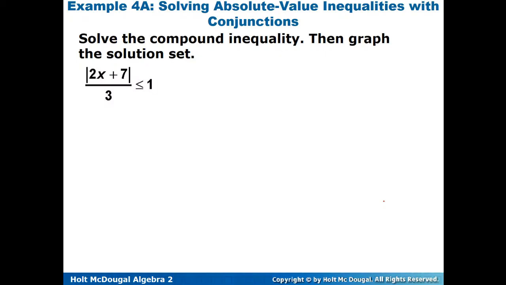Here we go. The very first thing we want to do is multiply both sides by 3 so we can isolate our absolute value. If we multiply both sides by 3, these cross out, so we end up with the absolute value of 2x plus 7 is less than 1. All right, so that tells us we're going to have an and statement.